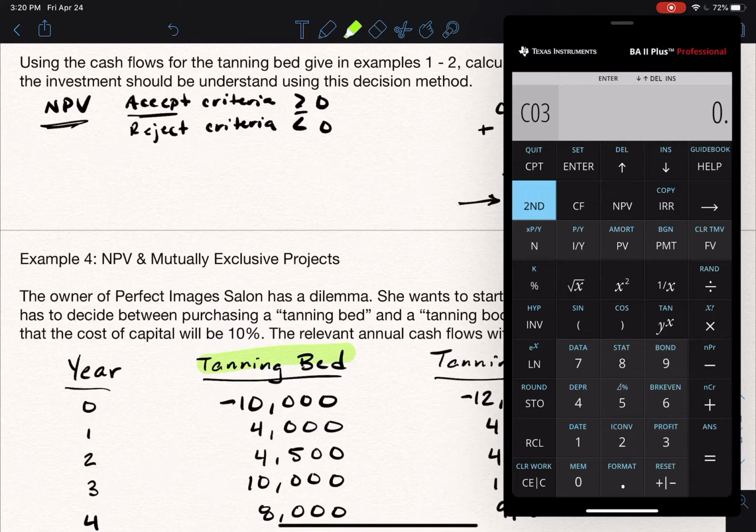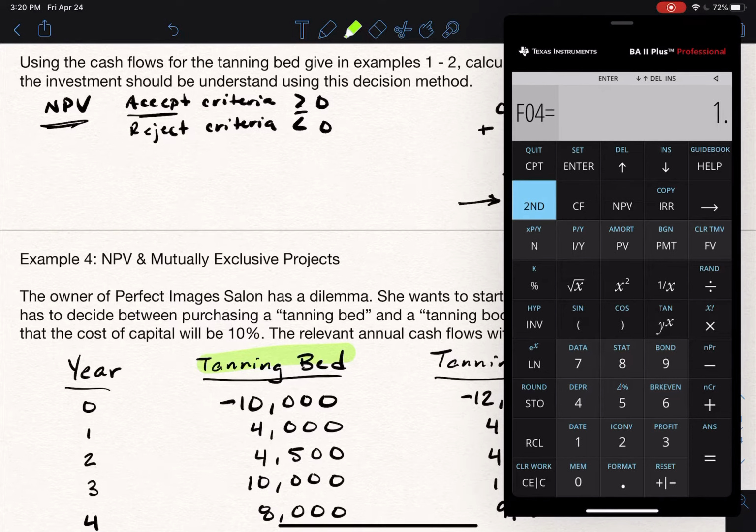So we're going to go on to cash flow 3. All right, for cash flow 3, it's $10,000, right? Hit enter. I'm going to say that it also only occurs 1 time. The frequency is 1. So moving right along, cash flow year 4, $8,000. Hit enter, and the frequency is 4.